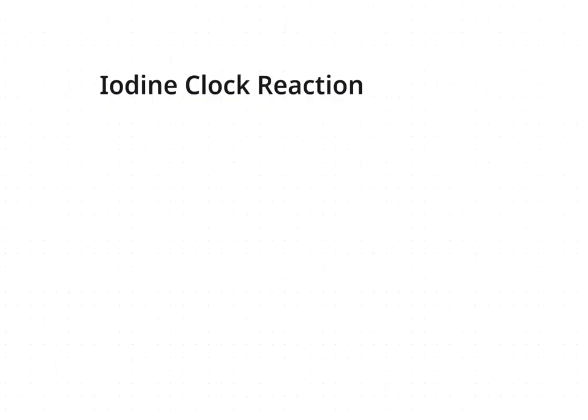So we're talking about iodine-clock reactions. This is a practical, not a required practical, but still very interesting to do in the lab because it's a nice reaction to start to study the rate. And it's called a clock reaction because it shows a sharp color change after a certain time has elapsed.